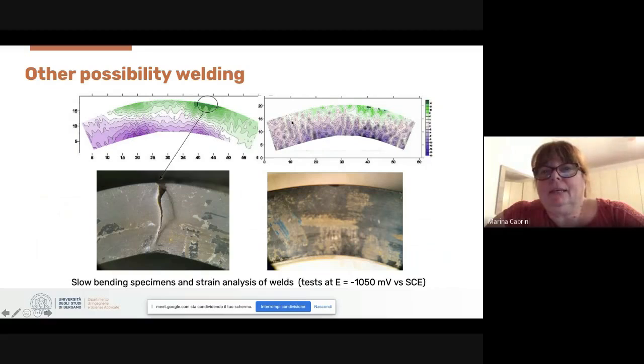This is a similar steel, but in this case, the welding condition was changed in order to have a more uniform strain distribution, and at the end of the test, also in the presence of hydrogen, no hydrogen embrittlement effect was observed on this welding.